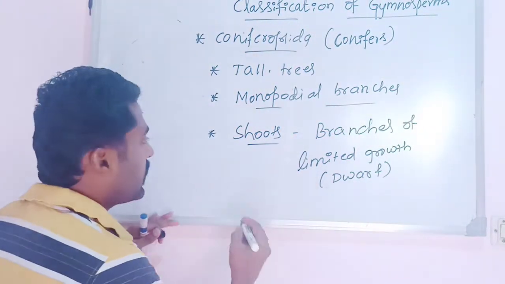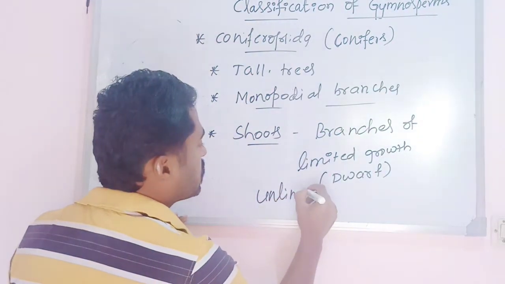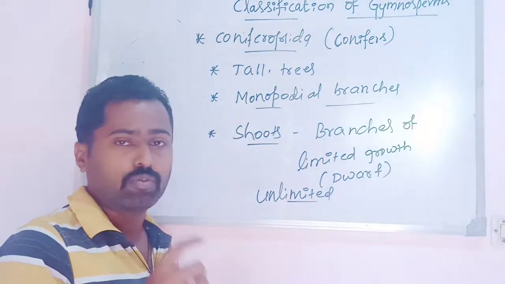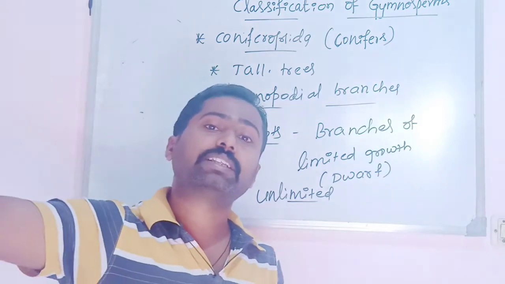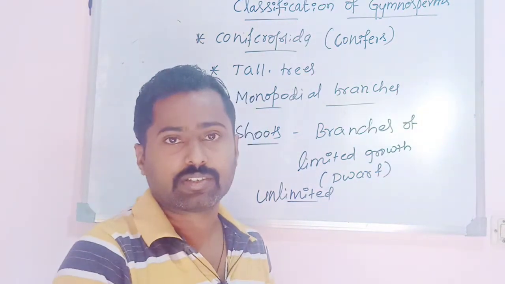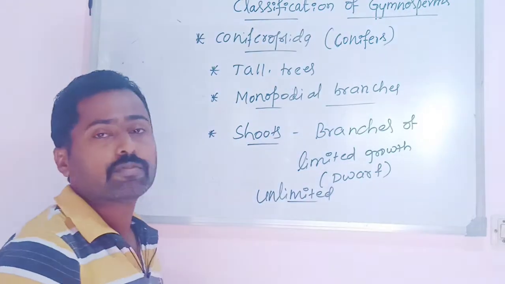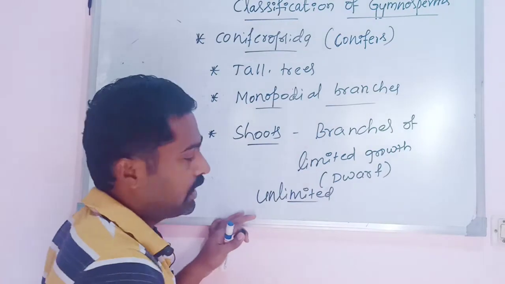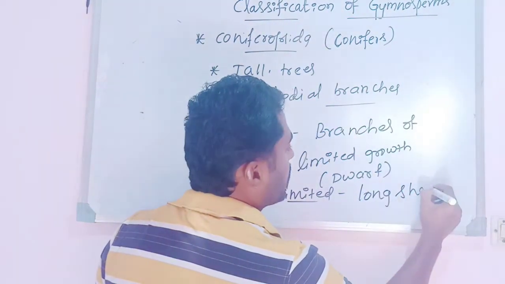Two kinds of branches are observed here. One is the branches of limited growth, which are called dwarf shoots. They have a very limited growth and do not extend that much, unlike the other branches. Whereas the branches of unlimited growth are called long shoots or long branches.